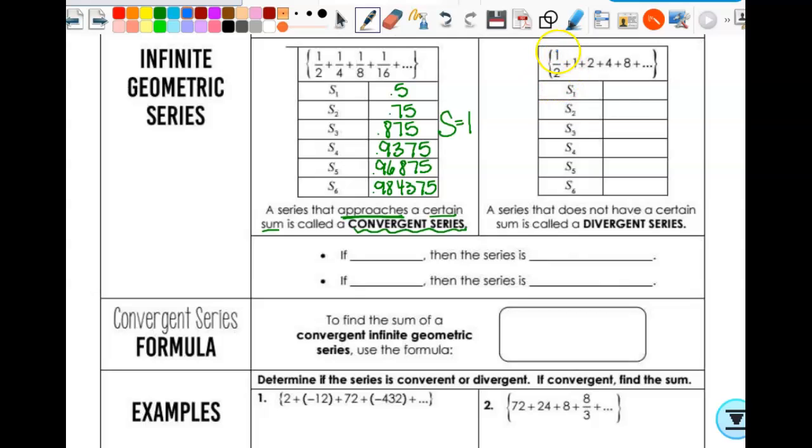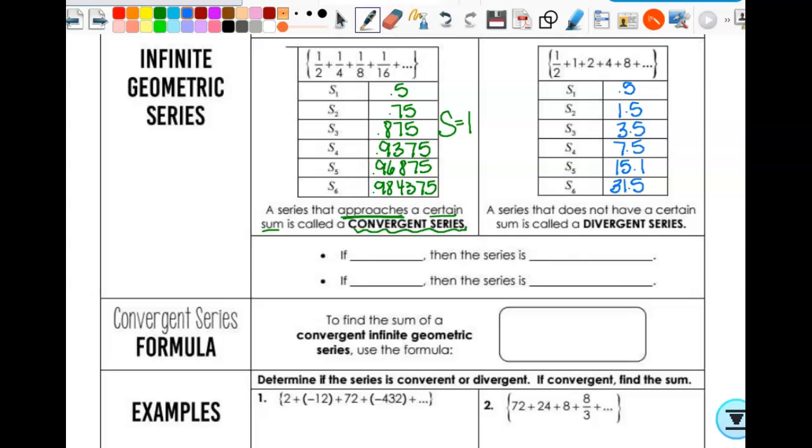So, let's look at this one. The first term is just 0.5. Then I add 1 to that, I get 1.5. Then I would get 3.5, then 7.5, then 15.5, and then 31.5. And so my numbers are getting bigger and bigger and bigger. If I keep adding them, what do you think this is going to approach?